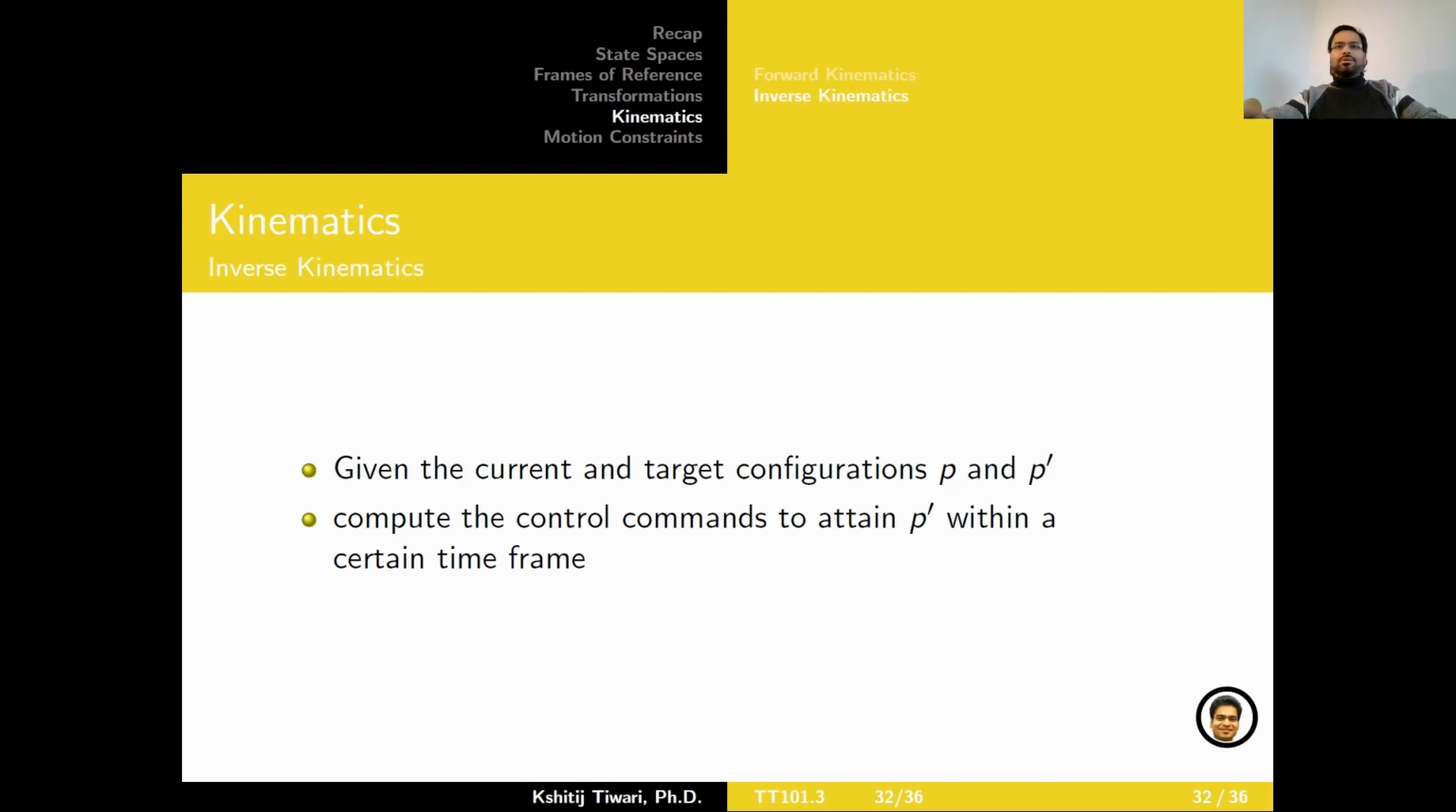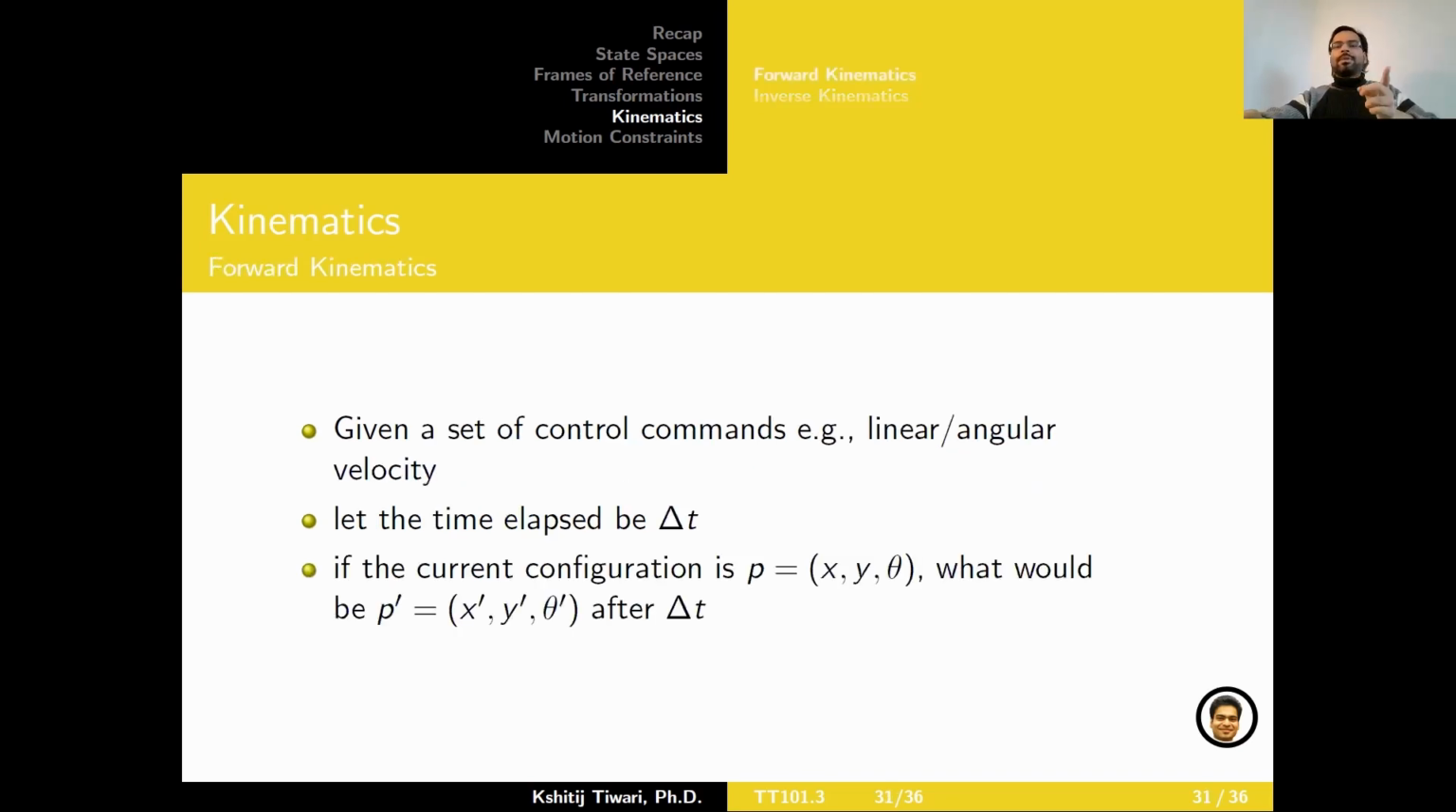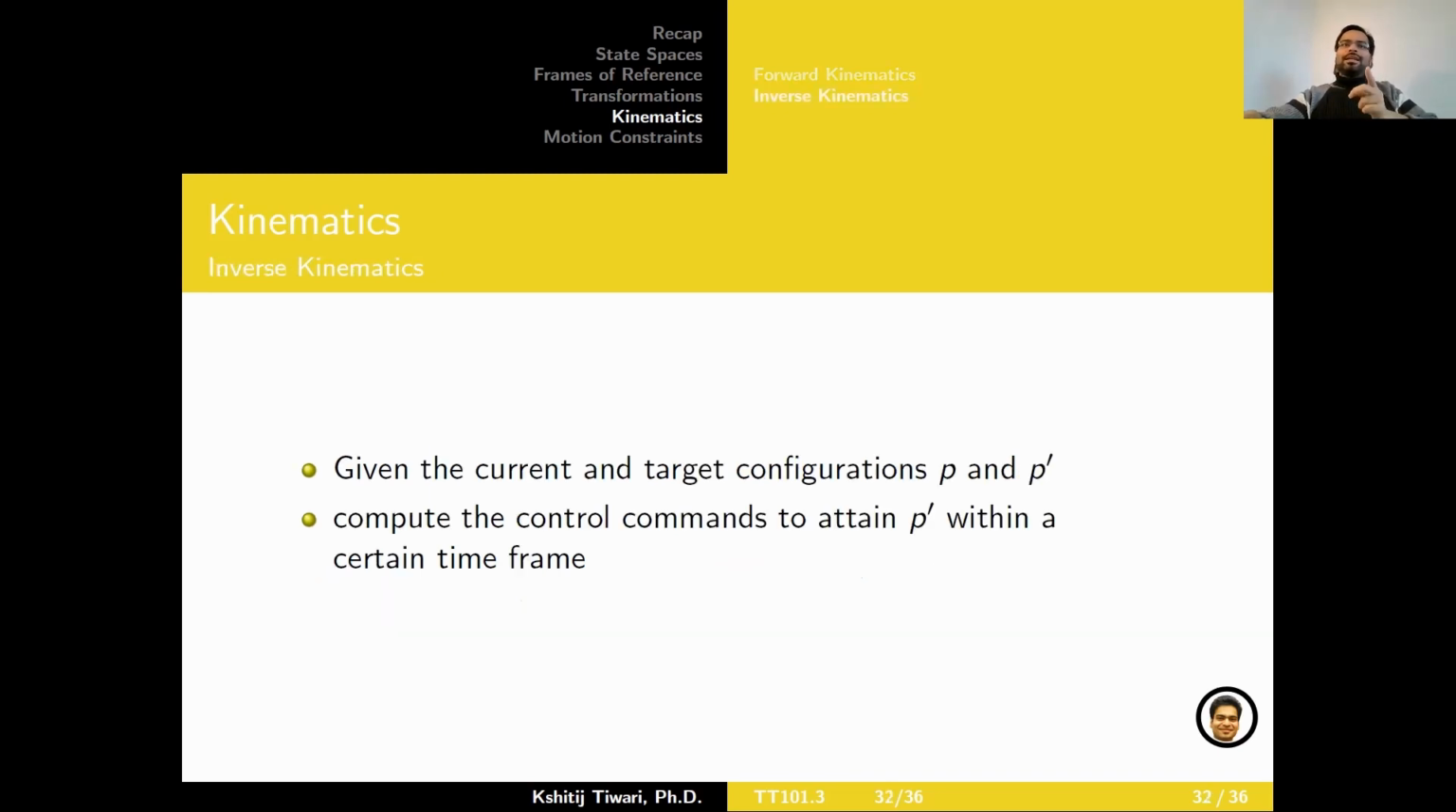Okay, so quick recap. Here the control commands were known. You wanted to know what the P prime was. In inverse kinematics, P prime is known. You want to backtrack. What control commands should you initiate at P to get to P prime? I hope that made some sense.